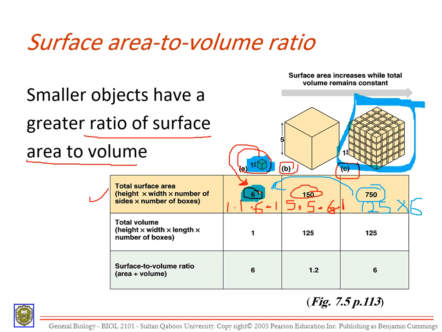The volume is height by width by length by number of boxes. So here it's 1 by 1 by 1 by 1, and the volume is 1. Here, if you do the calculations, 5 times 5 times 5 times 1 will give you 125. And here it's going to be 125 because it's the total volume here multiplied by the number of boxes.